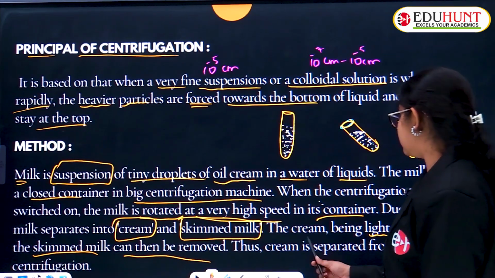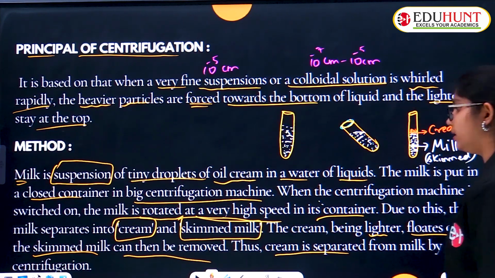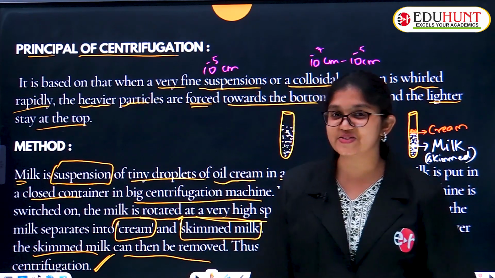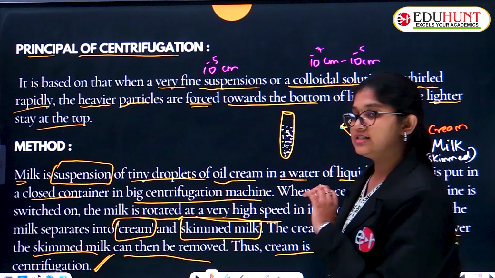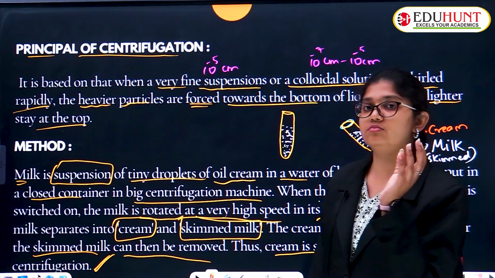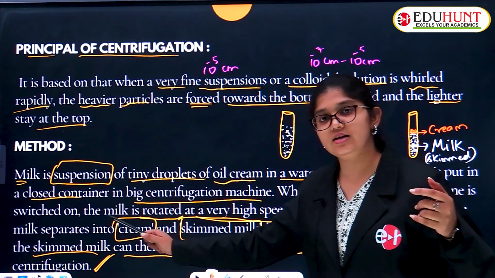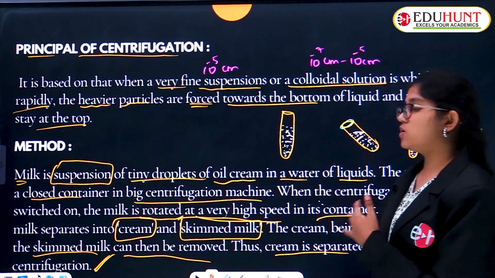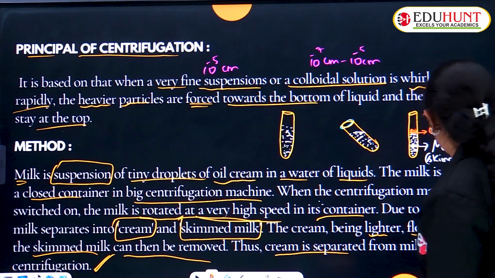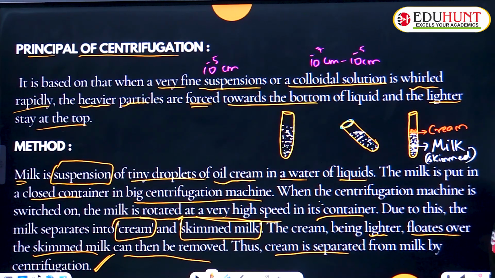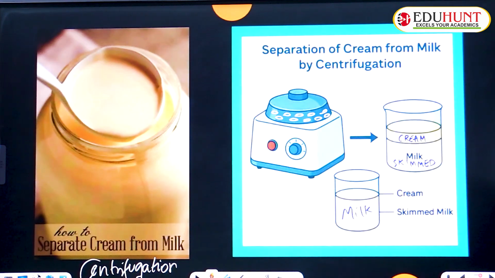Thus cream is separated from milk by... no, that is centrifugation. So milk is being separated with the help of the process called centrifugation, and the separation of cream and milk is seen by this process. Got it? This is all about the method, and you can see some more. Did you understand this now? Yes. It is easily explained with the help of pictures like this.